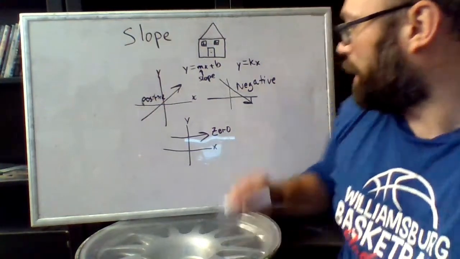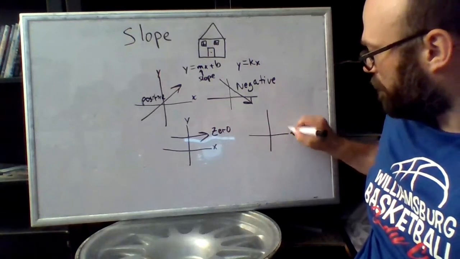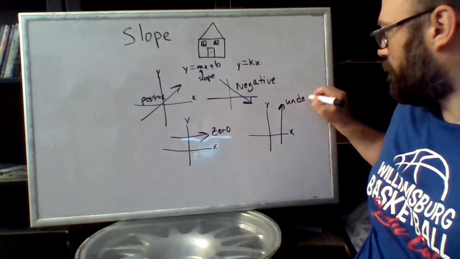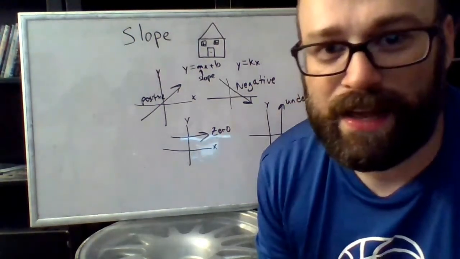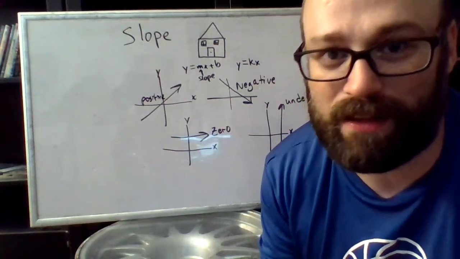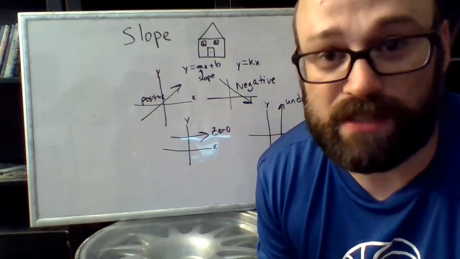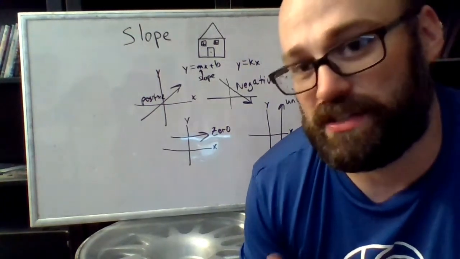And one that goes straight up and down is called undefined. The reason why is because it's straight up and down. You can't have a slope that is straight up and down. It's not that there's no slope to it, it's undefined. You just can't give a slope for it. If it's flat, it has no slope, so it has 0 slope.